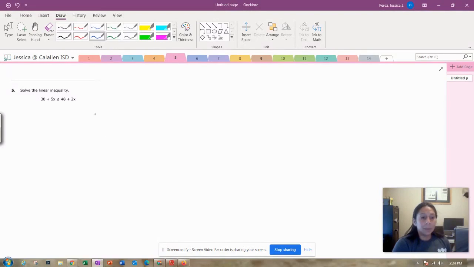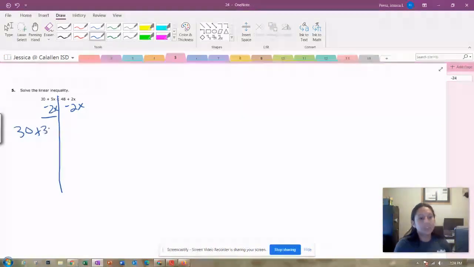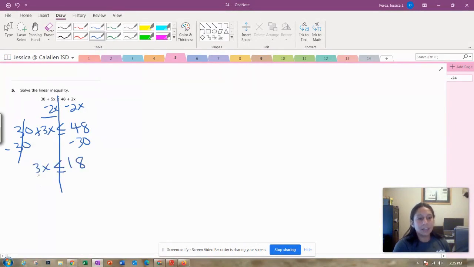Problem number 5. Here we're going to draw our line down the inequality. The opposite of positive 2x is take away 2x. So that is 30 plus 3x is less than or equal to 48. Now we take away 30 from both sides. 3x is less than or equal to 18. And lastly, we divide by 3. So x is less than or equal to 6. So here's our answer for number 5.